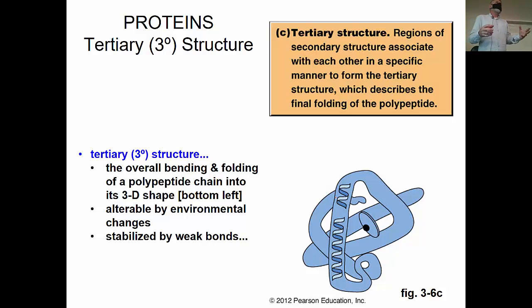So secondary structure is kind of the second level, and then the final folded structure we call tertiary. And the tertiary structure will usually include elements of secondary structure, although there are proteins that lack secondary structures but still have tertiary structure. So this is the overall folded shape of a single polypeptide.